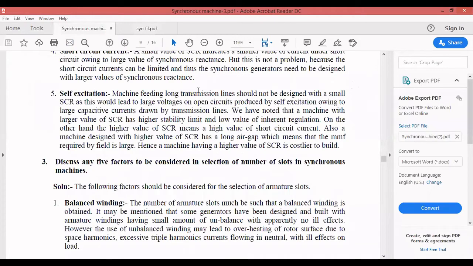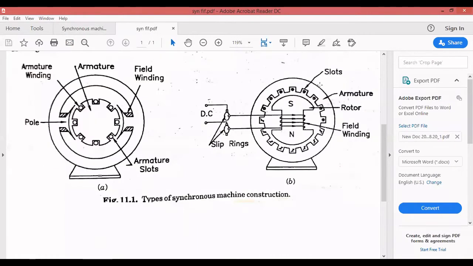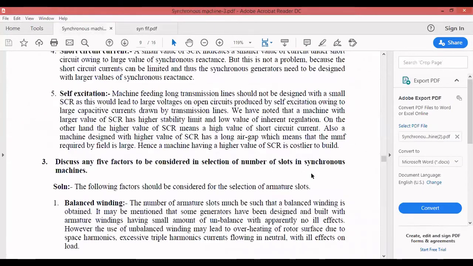Next, how many slots do you have to take? Whether you have to go for a larger number of slots or a smaller number of slots for the armature winding. Let us see.